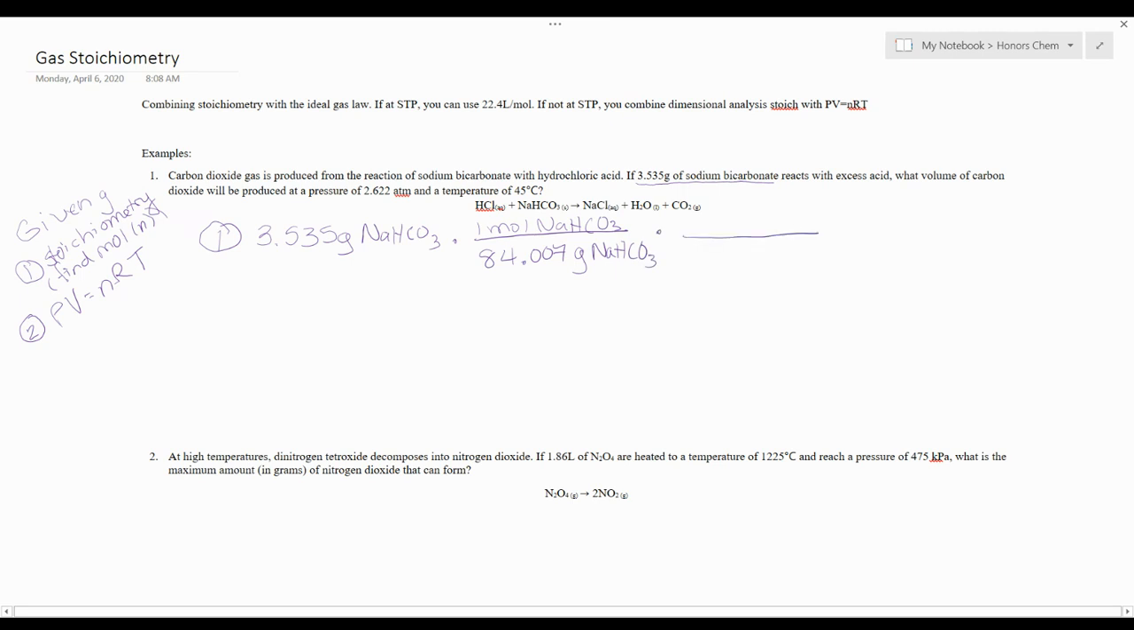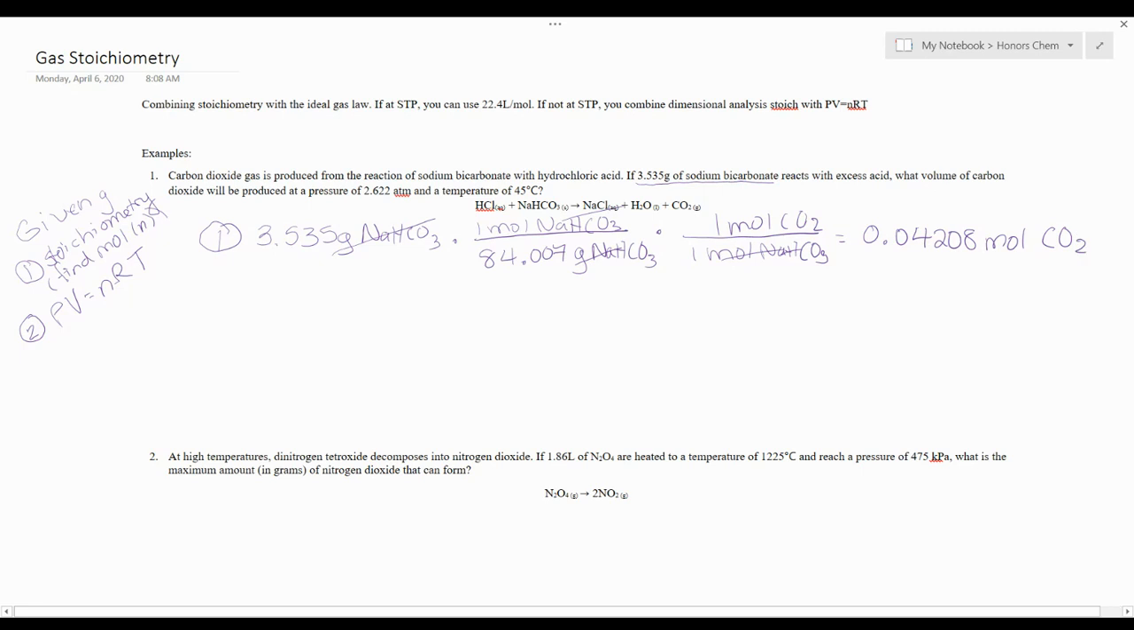And then we can switch to carbon dioxide. So this reaction, kind of hard to tell just looking at it, but it is balanced. So that would be 1 mole of sodium bicarbonate for 1 mole of CO2. And when we do that, we're going to keep 4 sig figs. So I got 0.04208 moles of CO2. And we're not going to switch this to grams because at the end, we want volume.